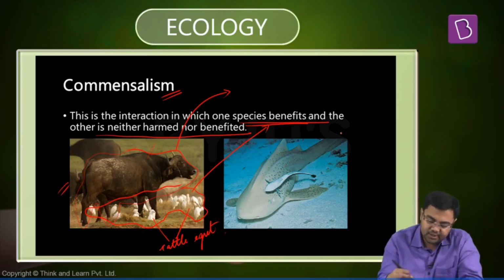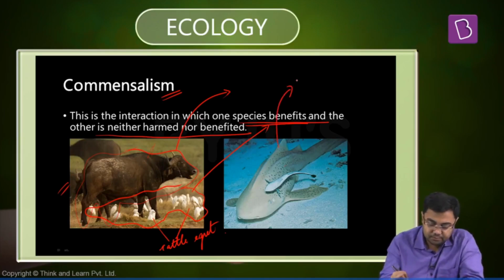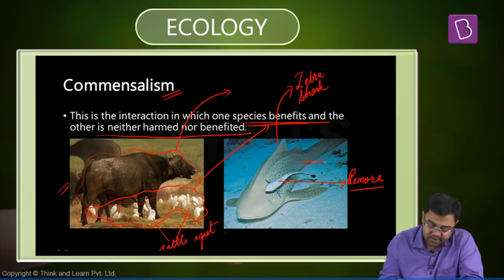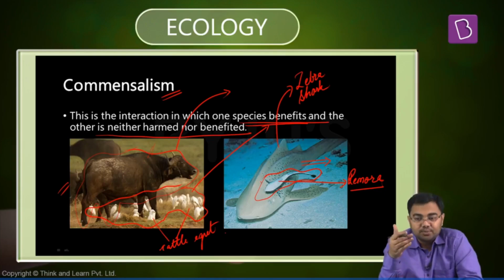The second picture that you see here is of zebra shark and remora. This basically is also a kind of commensalism. What happens is this zebra shark is unaffected, but by attaching itself to the zebra shark, remora basically protects itself from the predators. And apart from that, sometimes it is also called as mutualism.